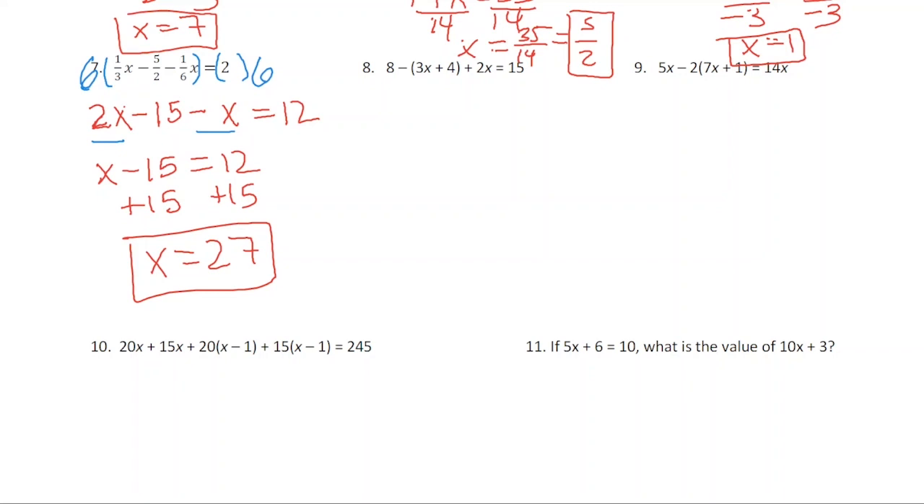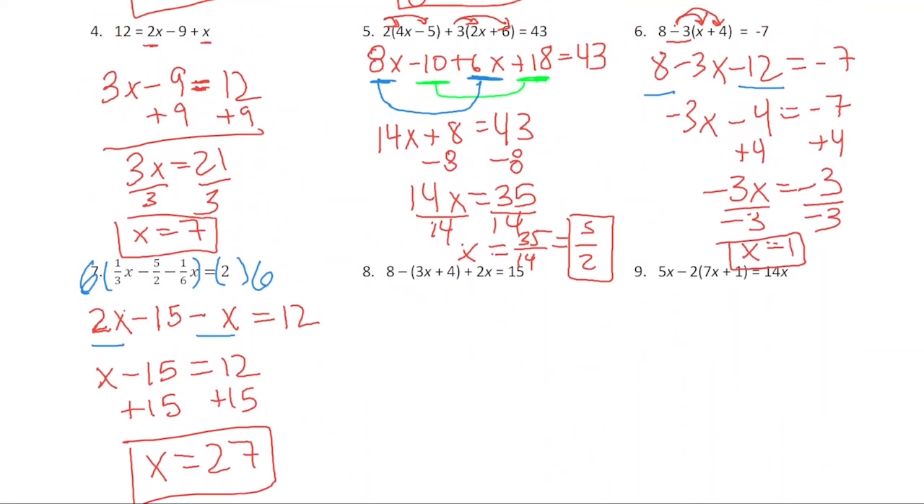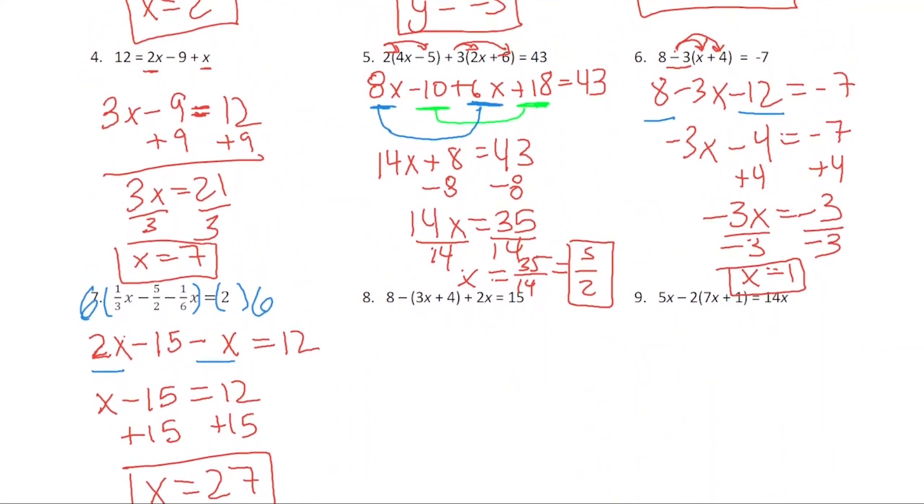Number 8 is kind of like what we saw before in number 6, where we had to distribute a negative. But here you don't actually see the number here. And when you don't see that, there's an implied 1. Okay, it's like you're going to distribute a negative 1. So let's go ahead and do that. First, I'm going to distribute the negative 1 to both of these terms. So I get 8 minus 3x minus 4 plus 2x equals 15.